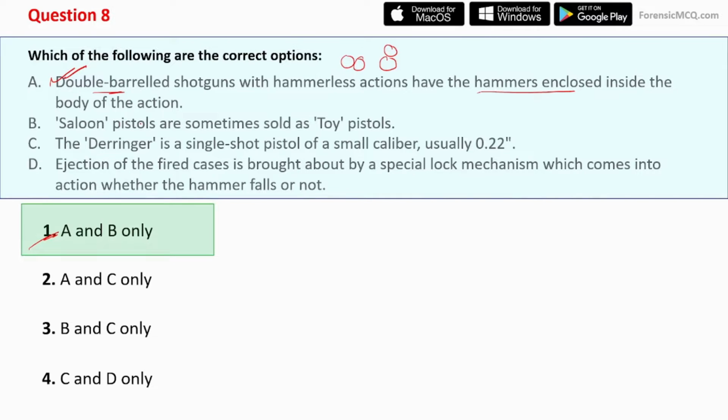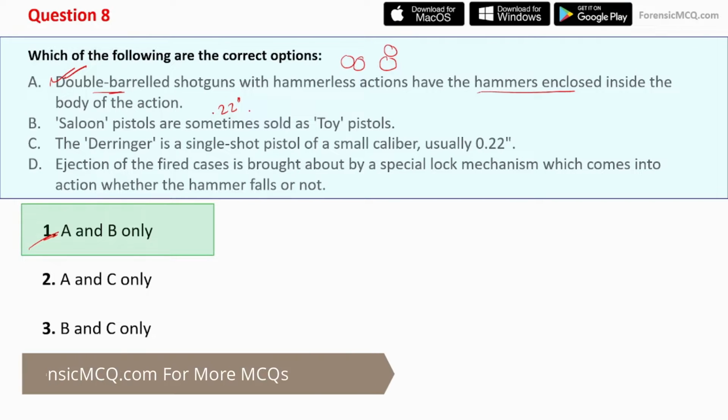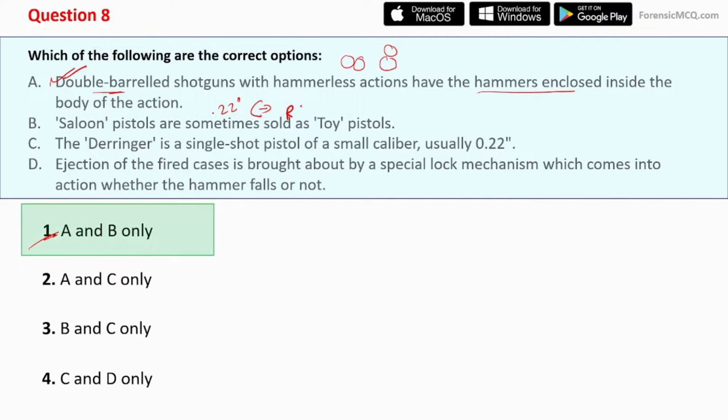After that, the saloon pistols. So first of all, what are saloon pistols? Saloon pistols or rifles have a smooth bore weapon system and usually have 0.22 caliber. They are usually short range and of limited accuracy. Talking about the cartridges used in these firearms, which are usually rimfire, the most commonly known rimfire cartridge for saloon pistols is called bulleted caps. Apart from them, saloon pistols are marketed as toy pistols. So the correct answer is A and B.